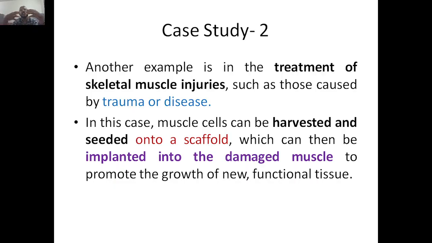So finally, once the new cells have formed, the scaffold will be degraded automatically, because scaffolds are nothing but biodegradable and biocompatible. Those properties are there. As the new muscle is generating, the scaffold will start degrading. Understanding? So once the shape is formed, you can either remove it or it will degrade by itself. Understanding the case study 2.